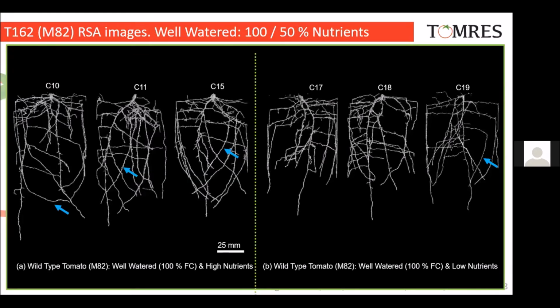We started off with M82 as a control line, so that was our TOMRES collection T162. And here we've got a well water treatment with 100% nutrients on one side and 50% on the other. All the plants grew quite well. There's a lot of root structure in there. We can see these long lateral roots in both of them. The growth response was slightly lower within the lower nutrients.